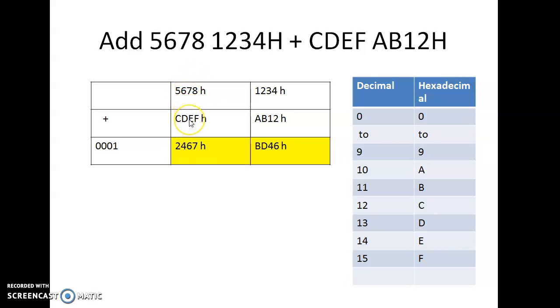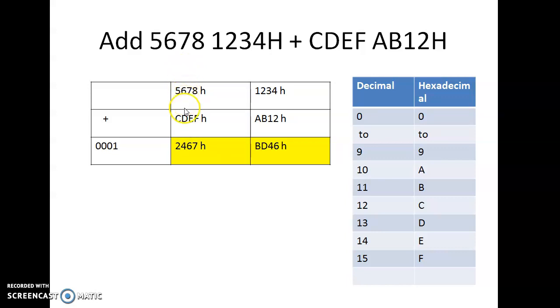8 plus E. What is E? 14, correct? So 14 plus 8, you will get 22. You need to divide this 22 by 16, so you will get 1 and remainder 6. So 6 you can put here and then take 1 to the next level. What will you get?